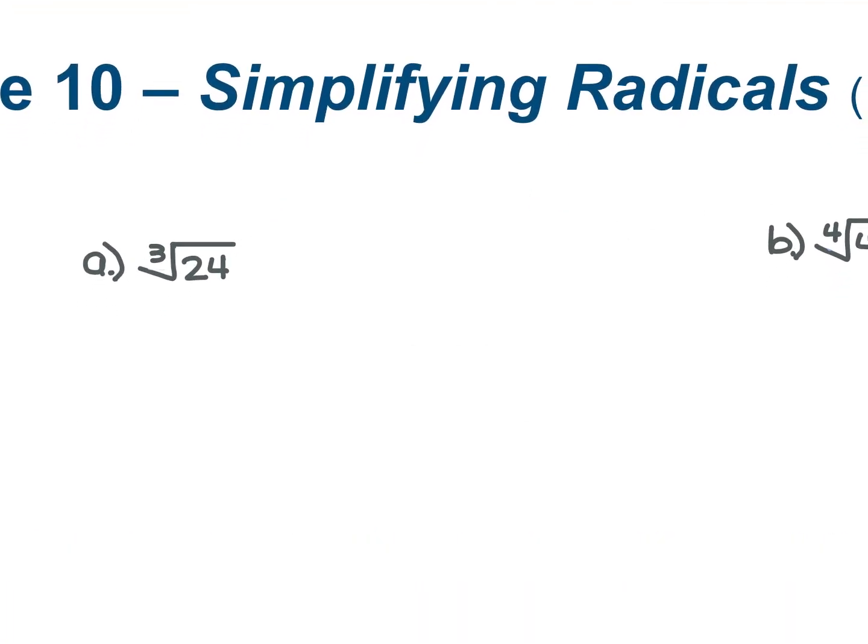All right, now we're still simplifying, but we have to understand what this question is asking us. It says what? Does that say the square root of 24? No, it says the what? Cube root. Okay, so what does that mean? If it says what is the cube root, what are they asking? What number times itself 3 times gives you 24?